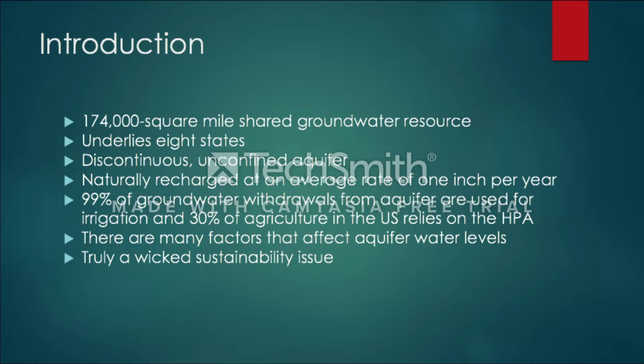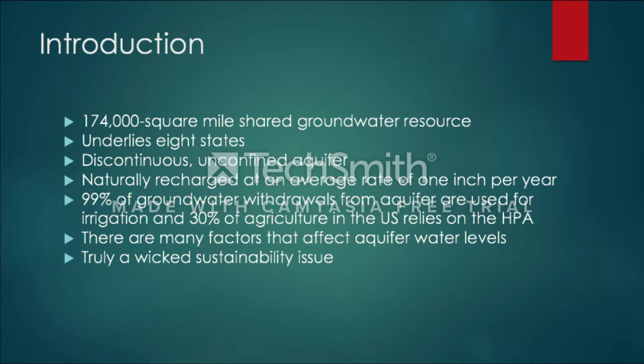The aquifer is naturally recharged at a very slow rate, averaging approximately 1 inch per year across the aquifer. In areas of high recharge, such as Nebraska, recharge can be as high as 6 inches per year. In areas of low recharge, such as Texas, recharge can be as slow as 0.5 inches per year. 99% of groundwater withdrawals from the aquifer are used for irrigation, and 30% of agriculture in the United States relies on water from the High Plains Aquifer.